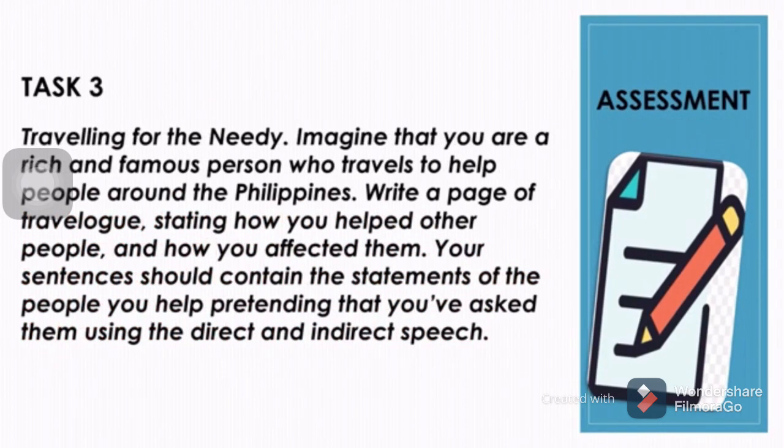Hey, we're almost done with this topic, but before we finish, let's first have your assessment. Here's task 3. Traveling for the needy. Imagine that you are a rich and famous person who travels to help people around the Philippines. Write a page of a travelogue stating how you helped other people and how you affected them. Your sentences should contain the statements of the people you help, pretending that you have asked them, using the direct and indirect speech.